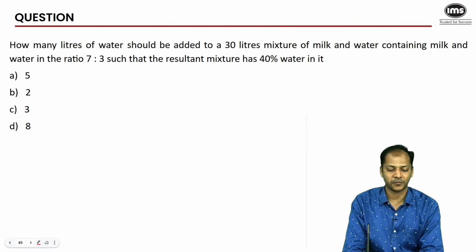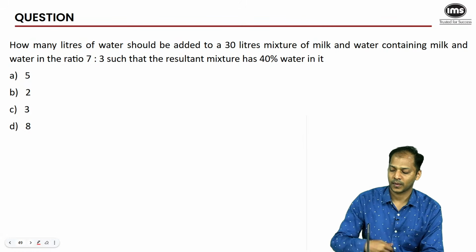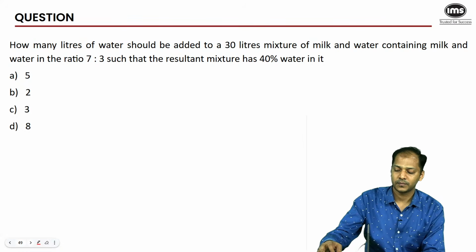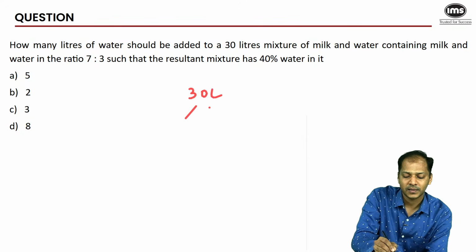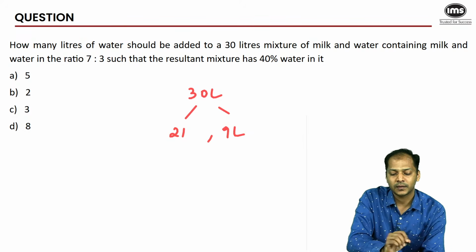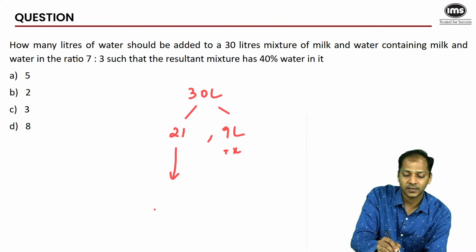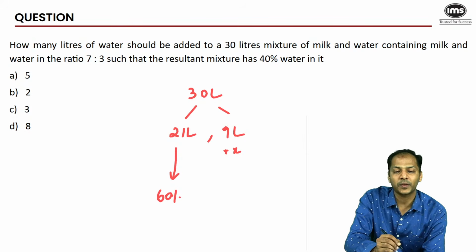This is pretty straightforward, a very easy question. I think I'll stop the timer here. Even with the numbers, no concept required. You had 30 liters, 7:3, that's 21 liters and 9 liters. You're adding some amount of water such that the resultant mixture has 40% water. So this is 60%, right? 21 liters is 60%.